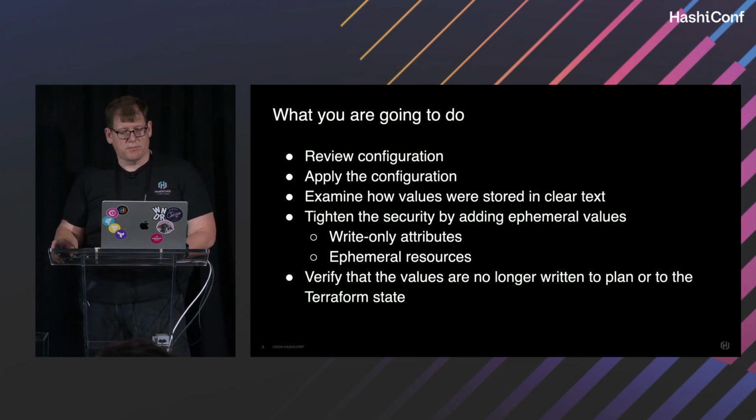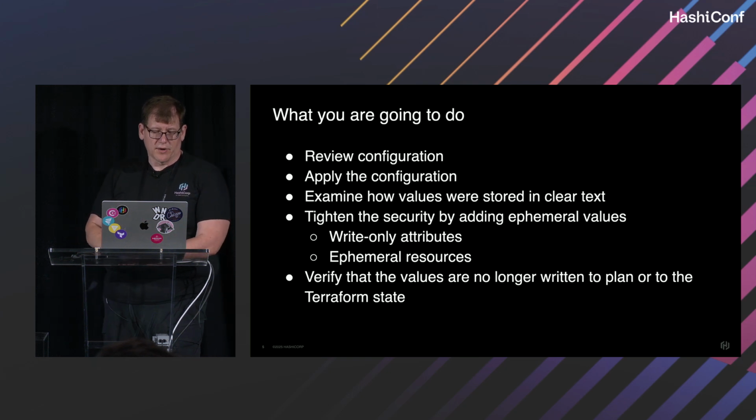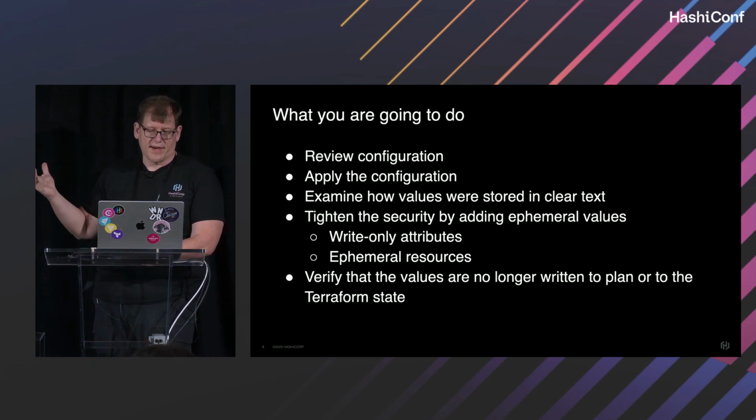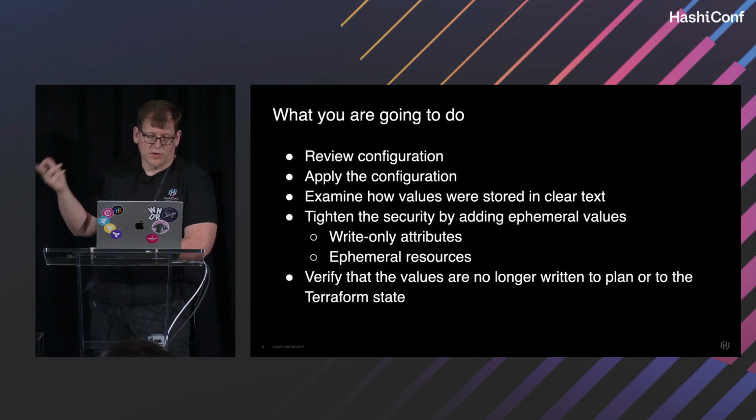Okay, a little tiny bit more detail on what we're going to get into here. We'll bring up the Terraform configuration. We'll apply it. We will examine in a little more detail how, in the Terraform state and a generated Terraform plan, some values are stored in clear text. Then we will tighten security by adding a new construct in Terraform in the Vault Provider version 5 called ephemeral values. And there's two different ephemeral values you need to know about: write-only attributes and ephemeral resources. Then we will verify that the values are no longer written to the plan or the Terraform state.